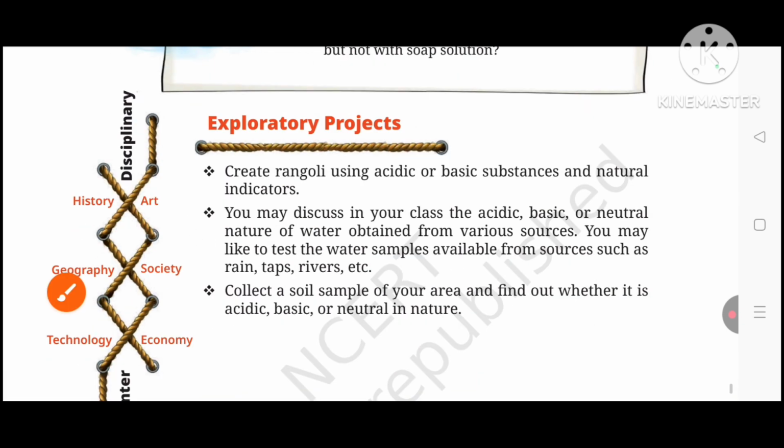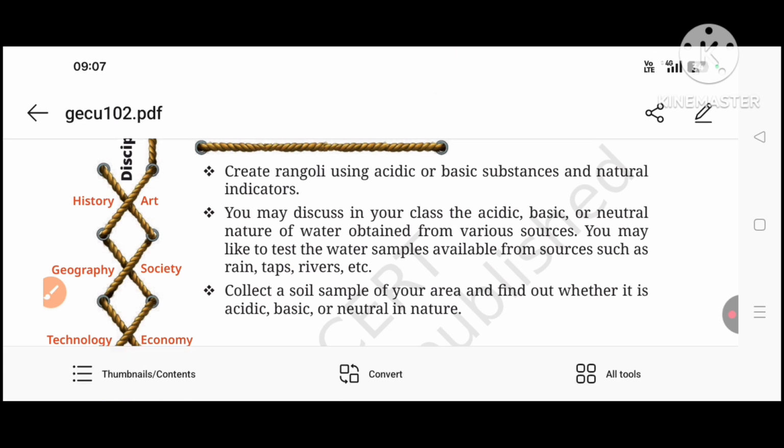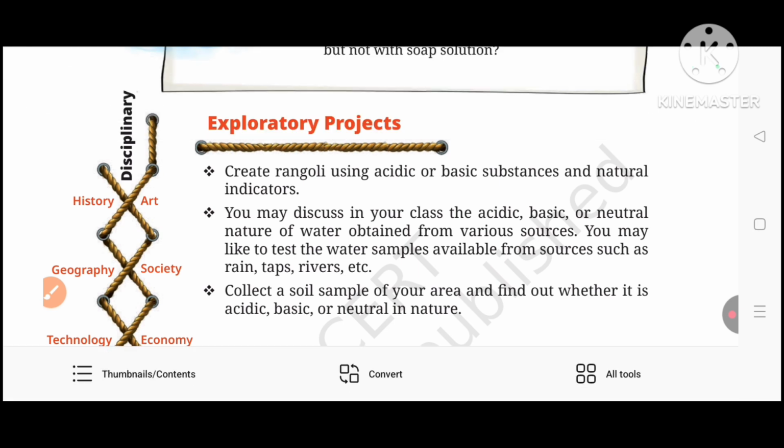One project given is an exploratory project: create a rangoli using acidic or basic substances and natural indicators. We can make a rangoli on a paper with the help of some acid or basic samples and with the help of natural indicators such as red rose extract and turmeric water extract used as indicators, and we can do this project.